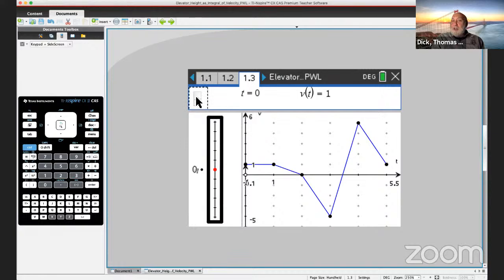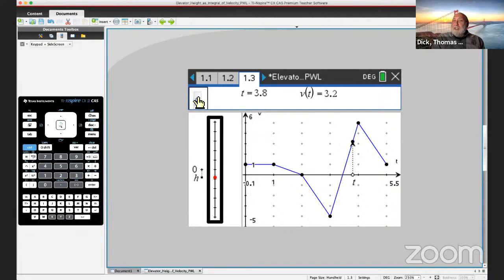I'm going to increment time. Let's see if that elevator starts moving up. It's that red dot there. And when my velocity graph crosses, it starts moving down.